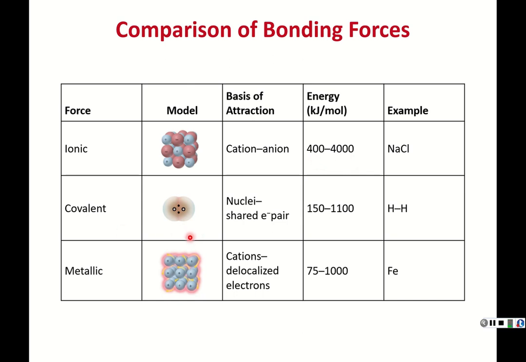Covalent bonding is where your nuclei share a pair of electrons between them. And you can see that the energy now is slightly less than a true ionic bond. Okay. The example used for this was H2, so 2 hydrogen atoms sharing electrons.